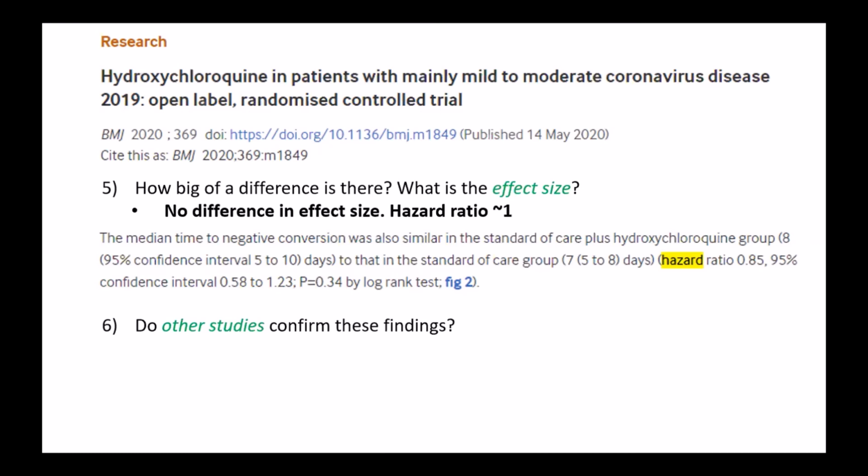So lastly, do other studies confirm these findings? I'll leave that up to you to dive into it yourself. There are some studies done in humans, some studies done in cells, some studies done in mice. There's a whole host of evidence out there that you should be taking into account when you're looking at what everyone is saying.